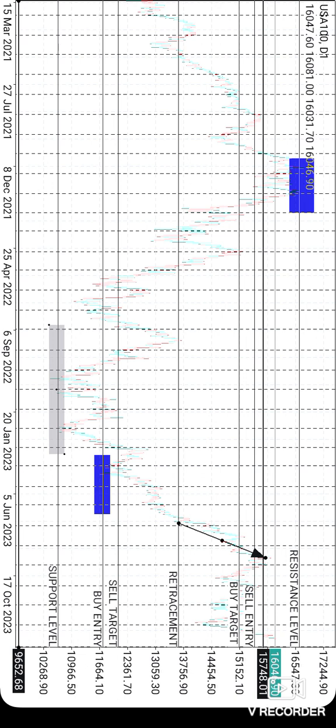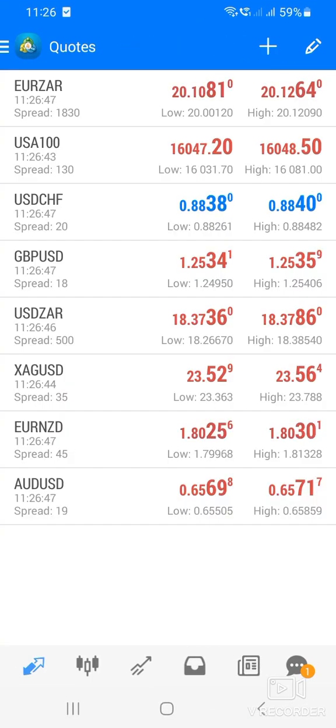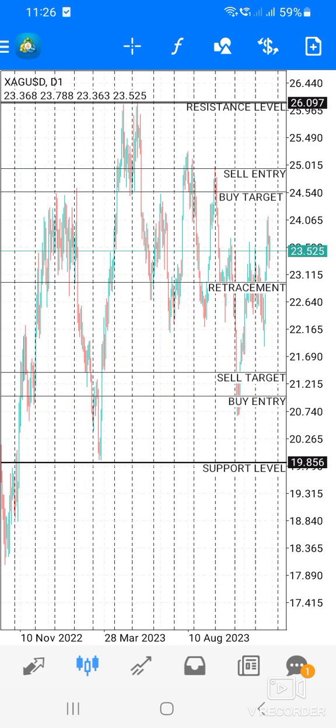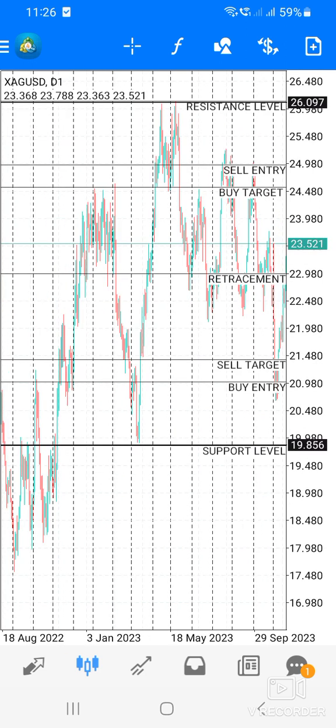Now let's look at another pair just to confirm. This is Nasdaq. Let's look at silver. Also silver, same thing, right? We have the support level, buy, everything, and as you can see, it's moving very good.